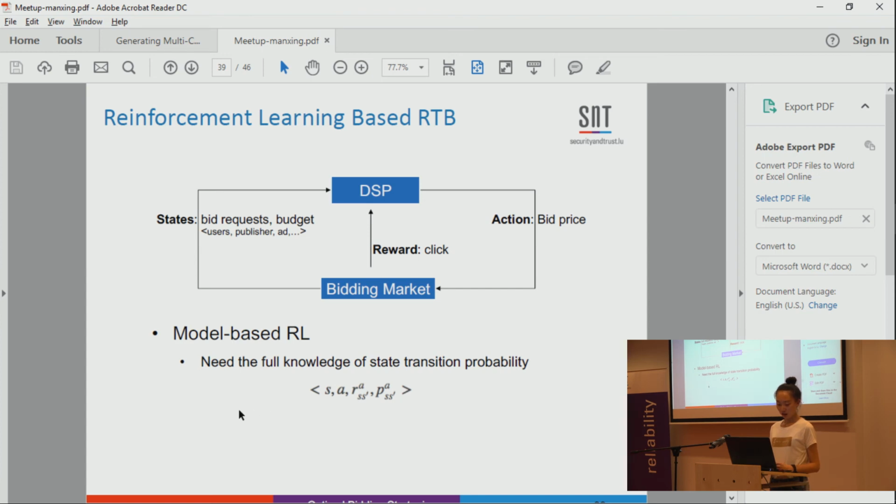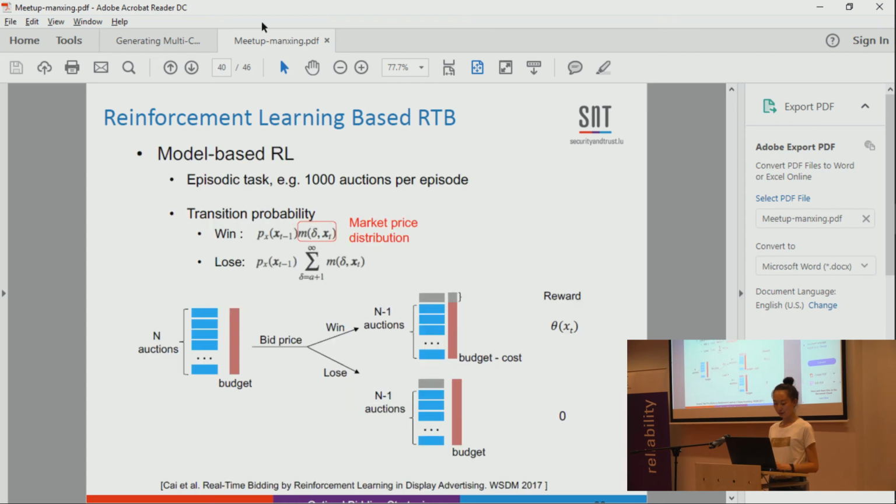There's one paper that formalized the RTB problem into a model-based RL. But usually, model-based RL needs the full knowledge of the state transition probability, which means that it needs to know, from one state to another state, what the probability is. So here is one example. We design this task as an episodic task.